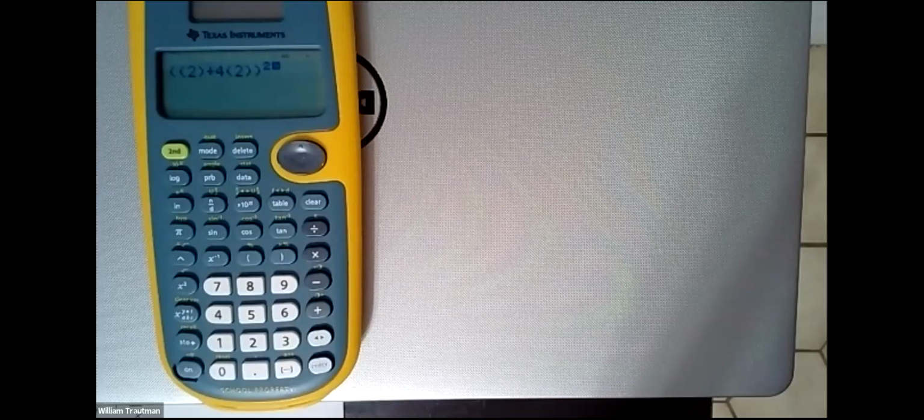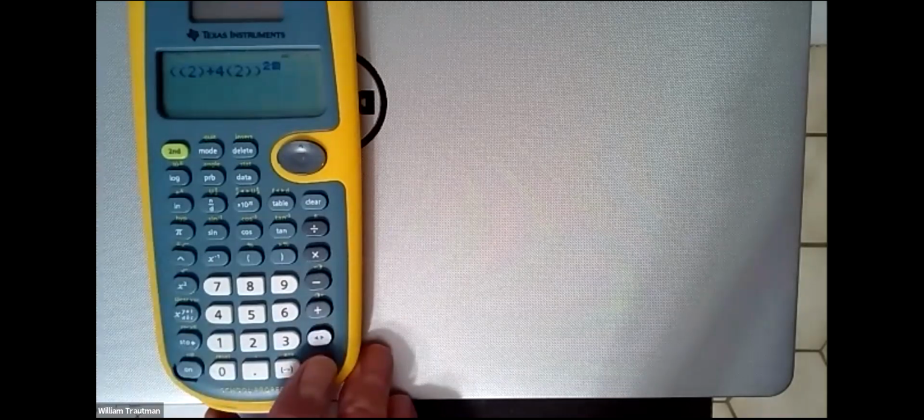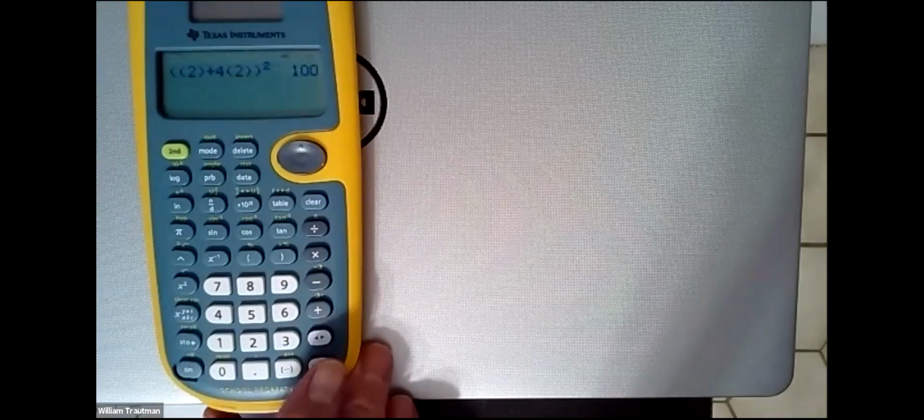And this is what it should look like. And that's what we get, 100. Everybody okay with that answer? Did you guys get 100? If you didn't get 100, more than likely you got the parentheses in the wrong spot. Or if it says error, or let's see what happens.